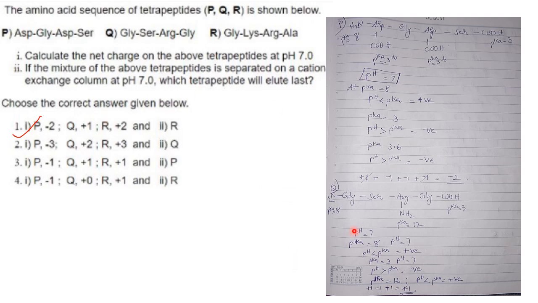Only P minus 2 is shown in the first answer. Okay, we will see glycine, serine, arginine, glycine, carboxylic acid. The pKa is 8 here and 3 here for the terminals. Now arginine has a side chain amino group, the pK value is 12. Similar to this, if you solve, you will get the charge as plus 1.